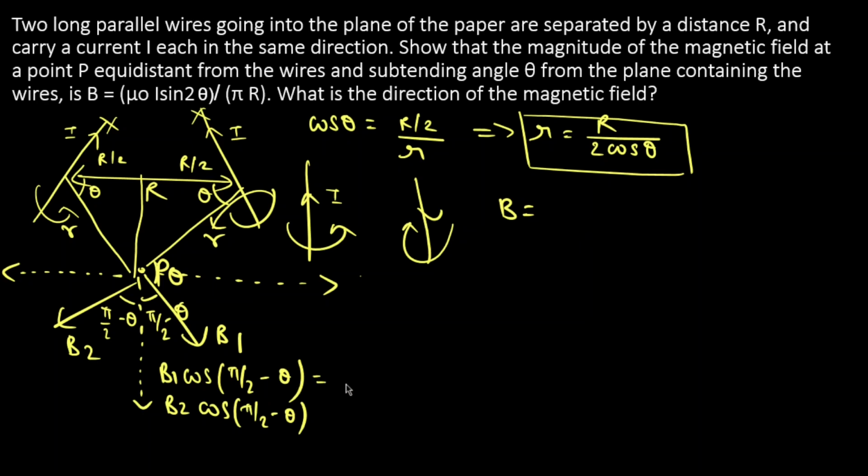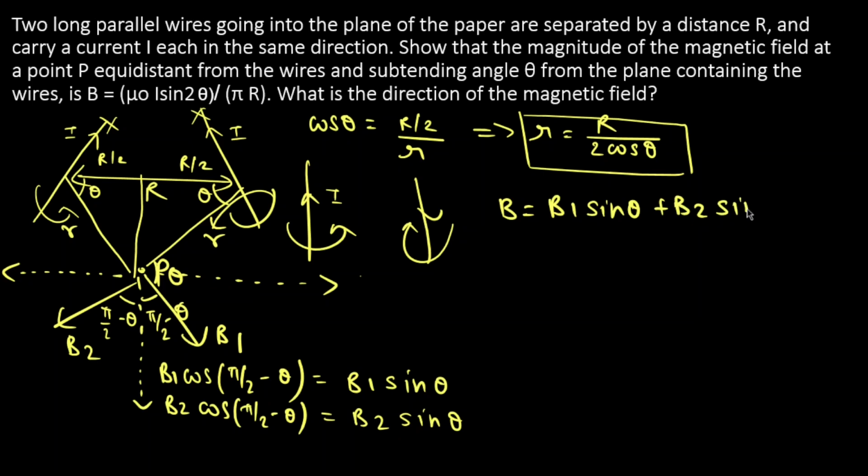So B1 cos(90 minus theta) can be written simply as B1 sin theta, since cos(90 minus theta) is sin theta, and this is also B2 sin theta. Since B1 and B2 are the magnetic fields due to current I, the magnitudes of B1 and B2 will also be equal. So they can be written as B1 sin theta plus B2 sin theta, where B1 and B2 have the same magnitude. So I can just write B equal to 2 B1 sin theta, since B1 and B2 are equal. Now we just have to calculate B1.